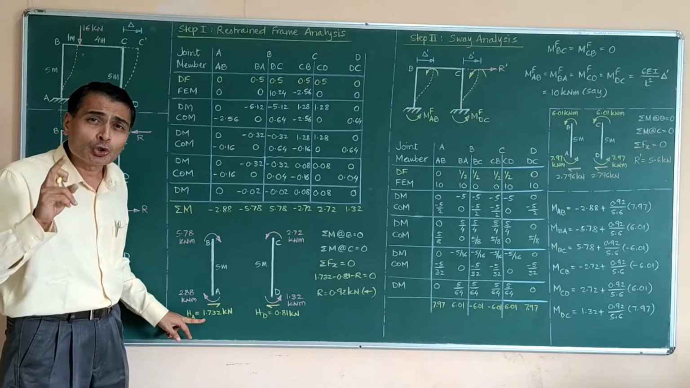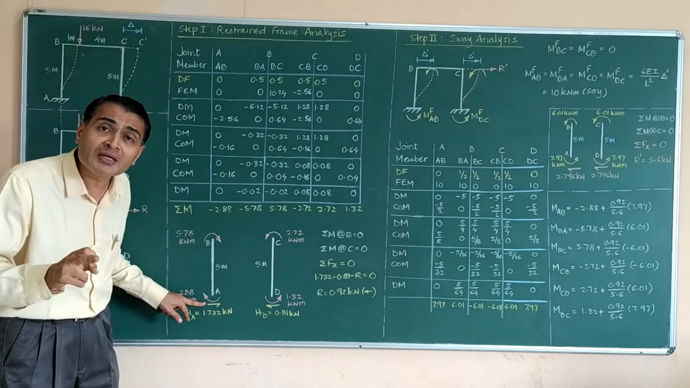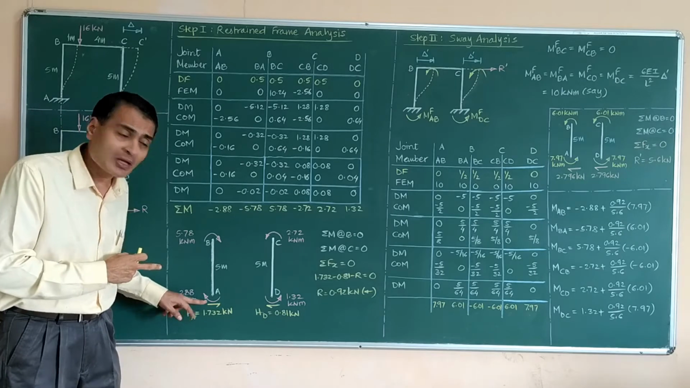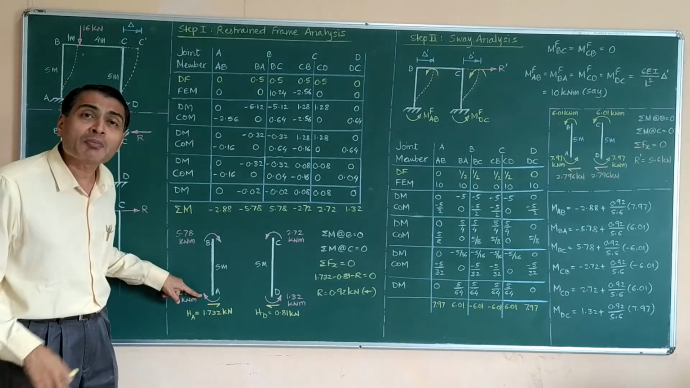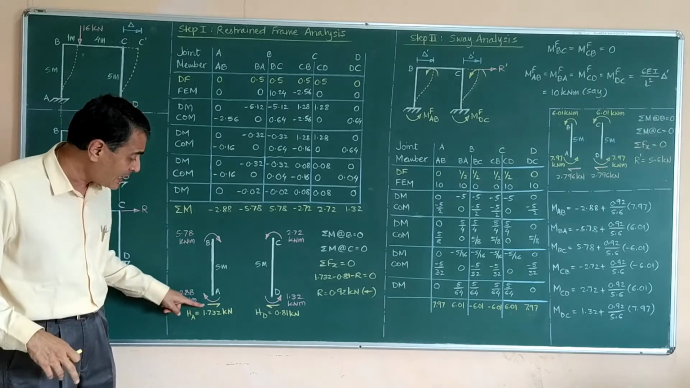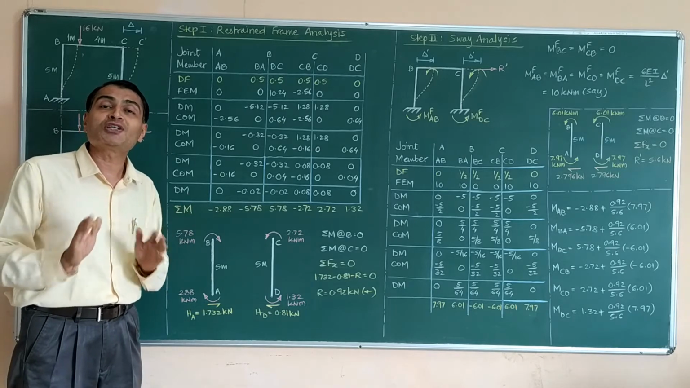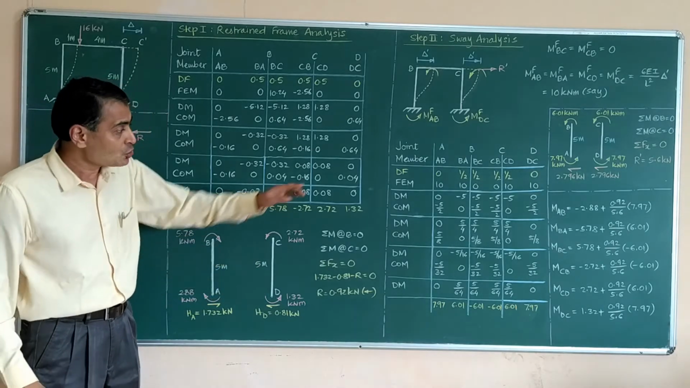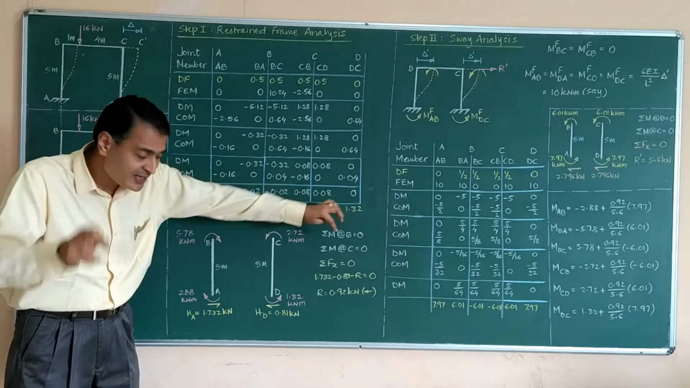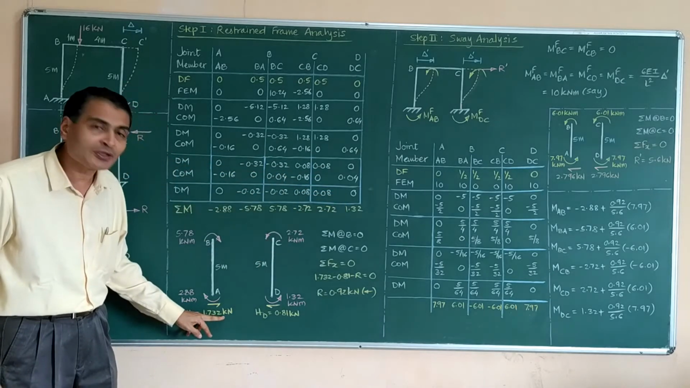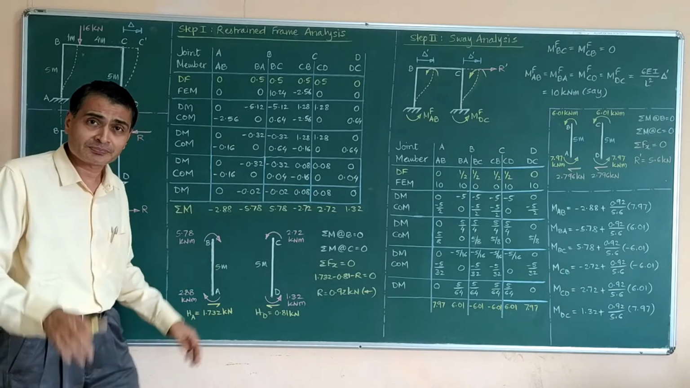I repeat, do not get confused. This HA is unknown to me as I draw the FBD. I know M of BA from the MD table. I know M of AB from the MD table. I am assuming HA to be rightwards. I do not know its value. So I apply sigma M about B equal to 0 and I find that answer as 1.732 kilonewtons rightwards, that I have written here. That's all.